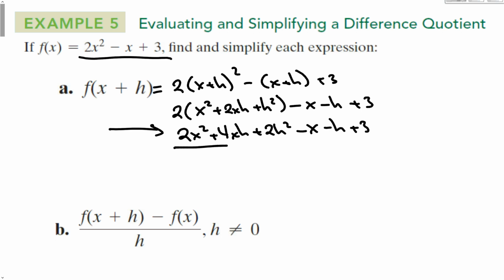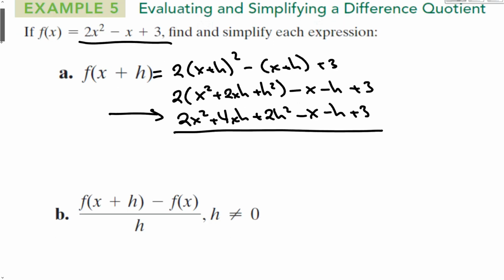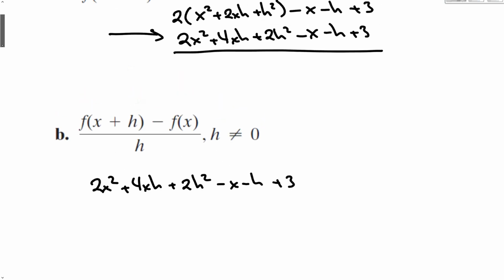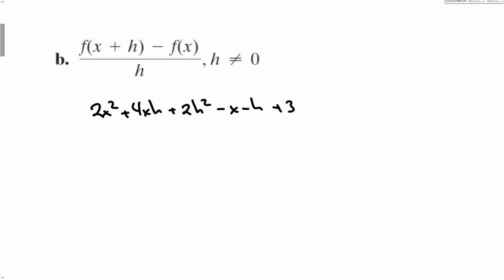Then I'm going to take this whole expression and subtract the original function and divide it by h. So let's do that. We have 2x squared plus 4xh plus 2h squared minus x minus h plus 3, which was just this one right here. Did I get it right? Yeah, I think so. All right, so now we're going to take that minus the original function.